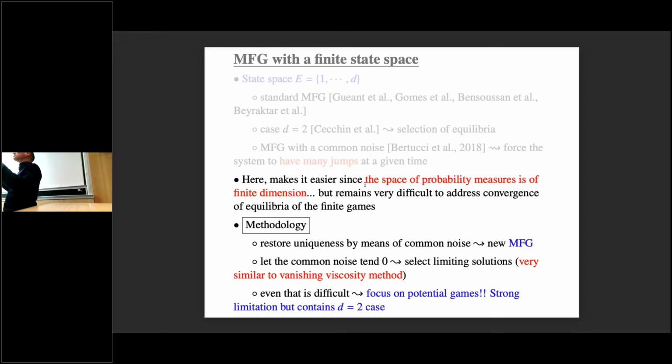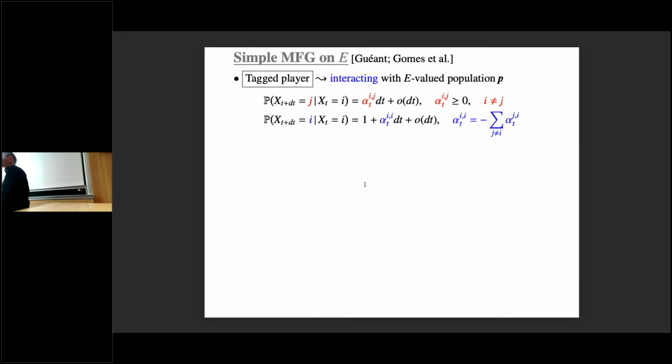So when you want to have smoothing phenomena, the simple fact that this is a finite dimension should be very helpful. Before the break, let me explain the way it works without common noise, and then we will see some possible extension after the break.